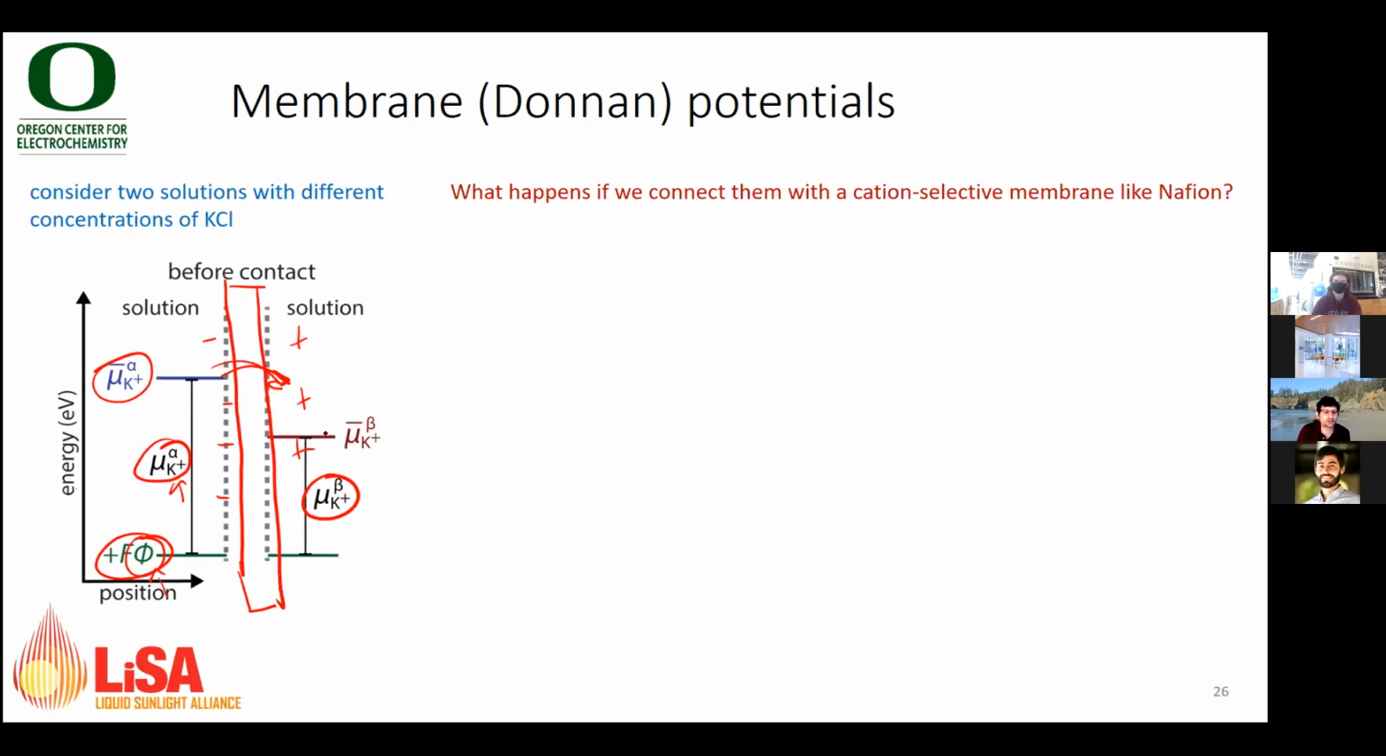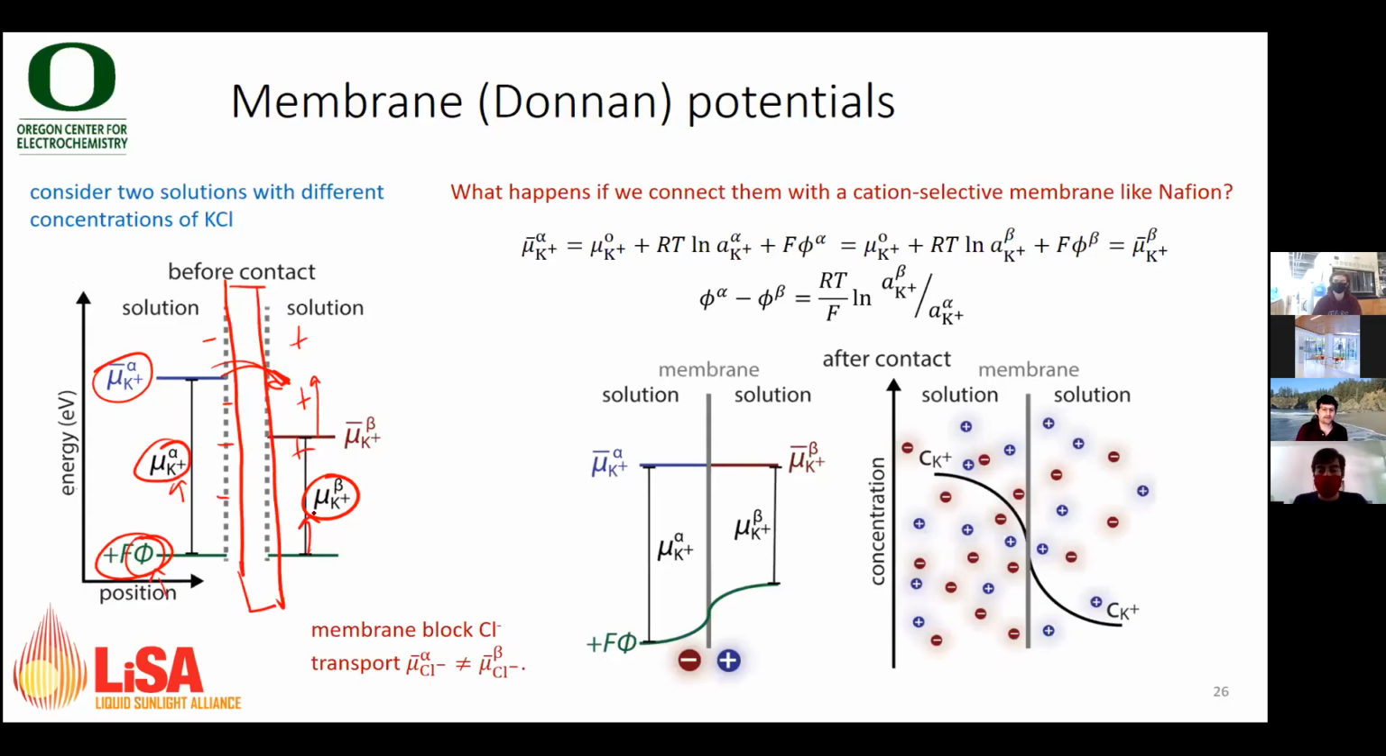Electrochemical potential is equal. Somehow I have to move this up, right? Well, one way to do that would be to move Phi up, right? So let's do that, okay? So we can move Phi up, right? We can increase Phi by creating a double layer across this membrane. So it's actually very similar to the metal electrode in solution.